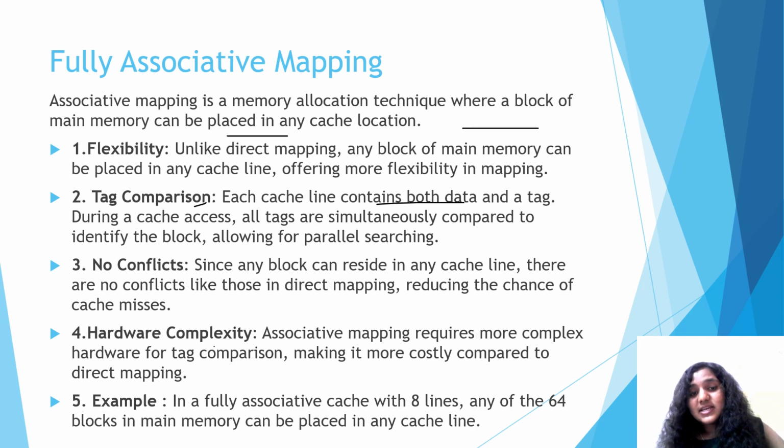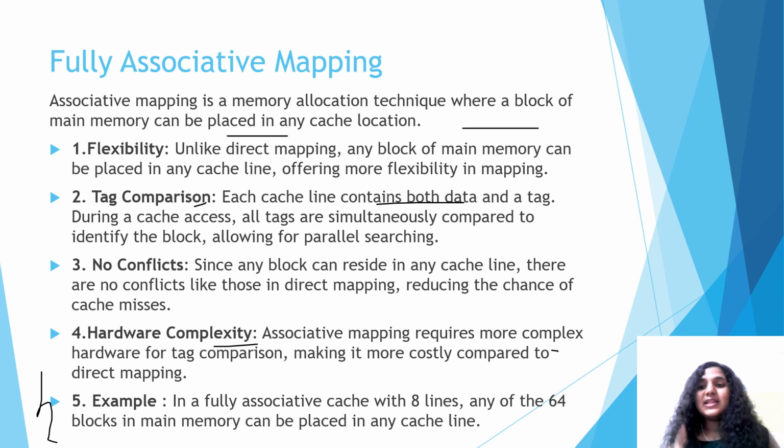Next, hardware complexity. Associative mapping requires more complex hardware for tag comparison, making it more costly compared to direct mapping. Moving on to the example, in a fully associative mapping cache with 8 lines, any of the 64 blocks in main memory can be placed in any cache line. There is nothing specifying that this block must be stored only in that block. We can store the data from main memory in any of the cache blocks. This is the advantage of fully associative mapping, but the disadvantage is that it is more costly because of the design. That is the advantage of this mapping.